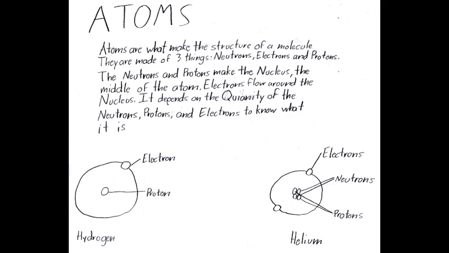Atoms are what make the structure of a molecule. They are made of three things: neutrons, electrons, and protons. Neutrons and protons make the nucleus, the middle of the atom. Electrons flow around the nucleus. It depends on the quantity of the neutrons, protons, and electrons to know what it is.